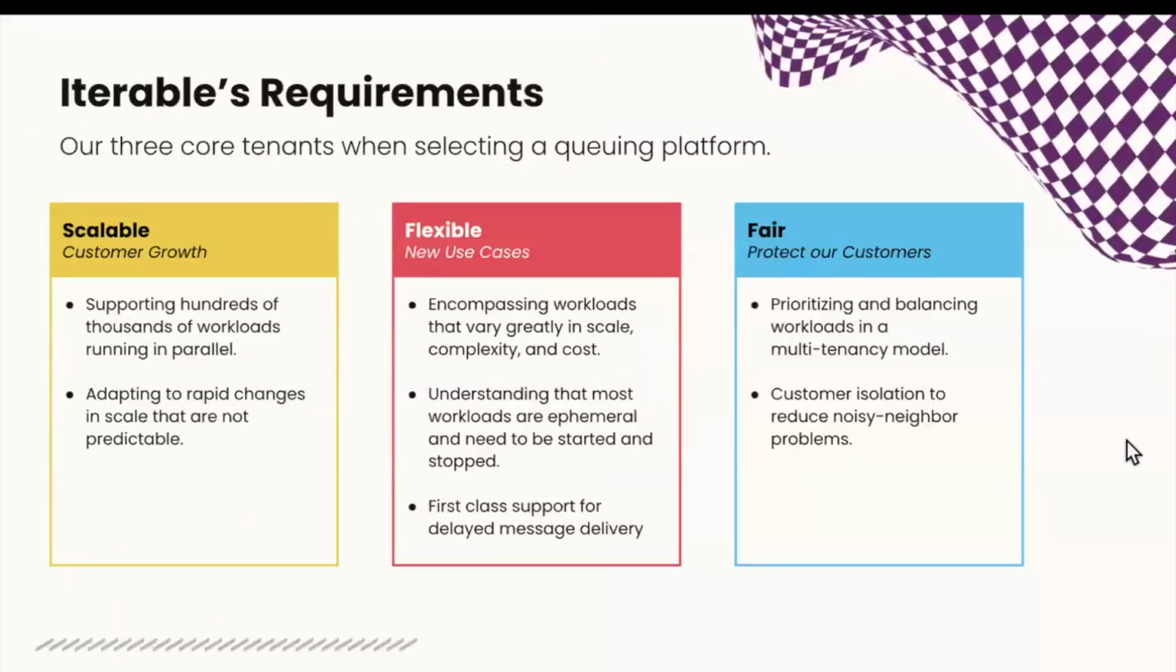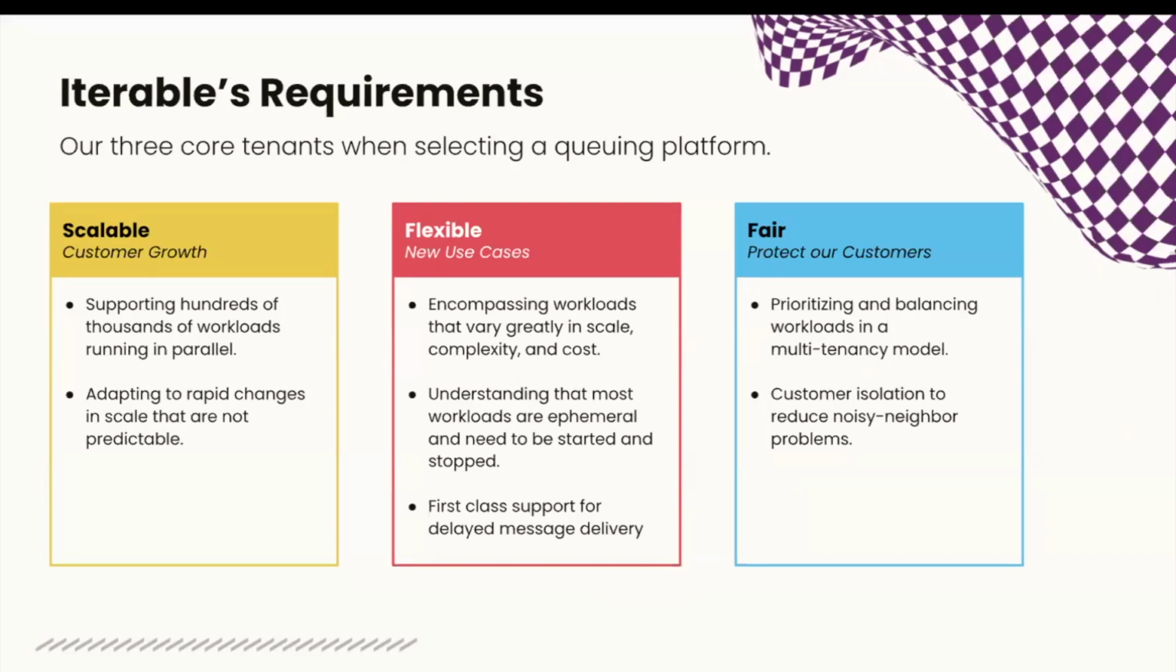Okay, so these are Iterable's core principles for queuing. And these came into play when we were selecting a new queuing platform, which was Pulsar. We've been using Pulsar now for, I think, about 5 years. We started migrating from RabbitMQ into Pulsar, and for about 3 years now we've been exclusively on Pulsar. So there was definitely a time period where some of our stuff was in one system and some of the stuff was in another. But for the last 3 years or so, we've been exclusively on Pulsar.